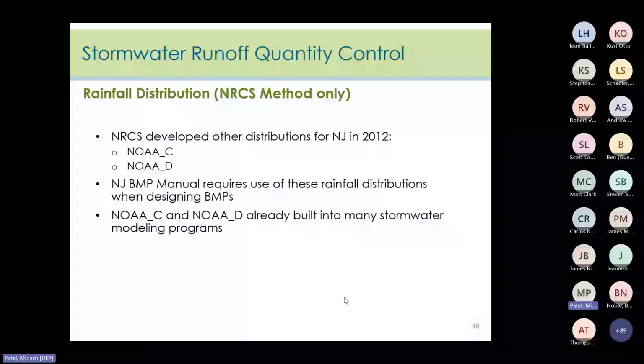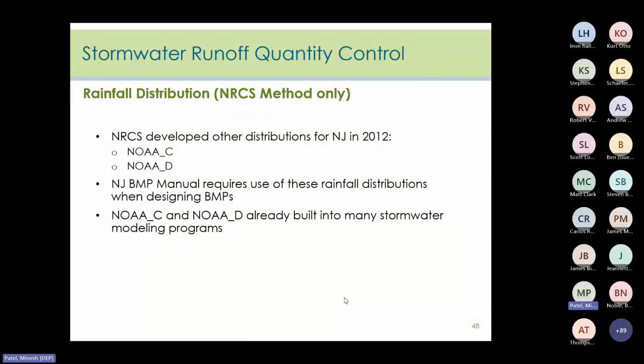NRCS has developed distributions for New Jersey, including NOAA C and NOAA D, which the BMP manual requires the use of. These are already built into many stormwater modeling programs, such as HydroCAD. The reviewer should check that the correct distribution is selected, dependent upon where the site is located.